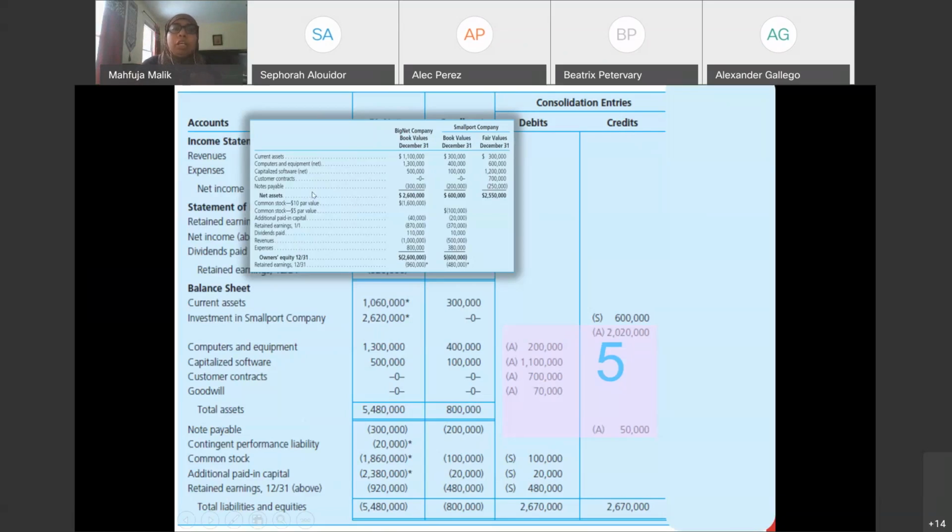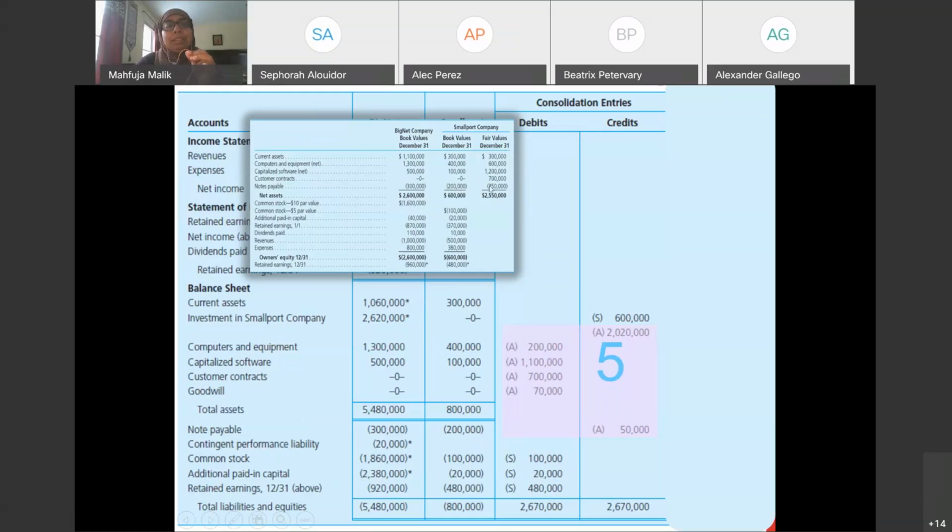The same thing I'm going to do. They didn't have any customer contract originally on their books, but we should consider the customer contract, and we know the fair value, so we have to record it, debit it. Now, so far all these are assets.